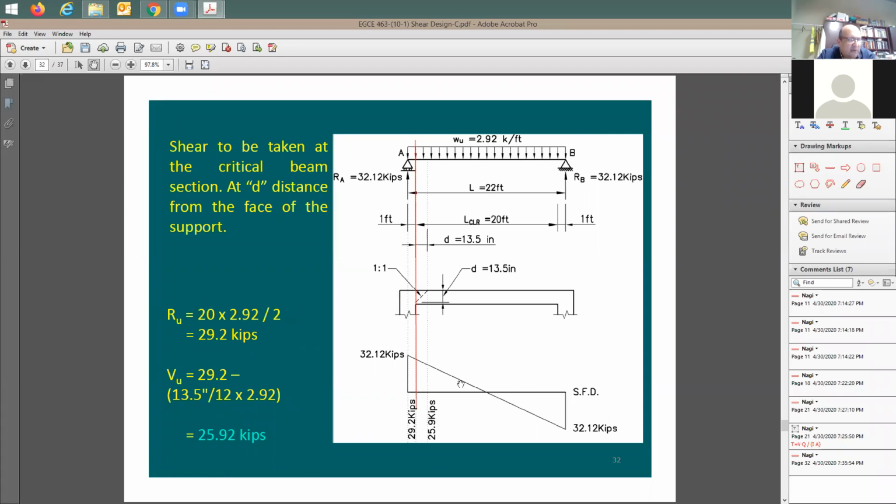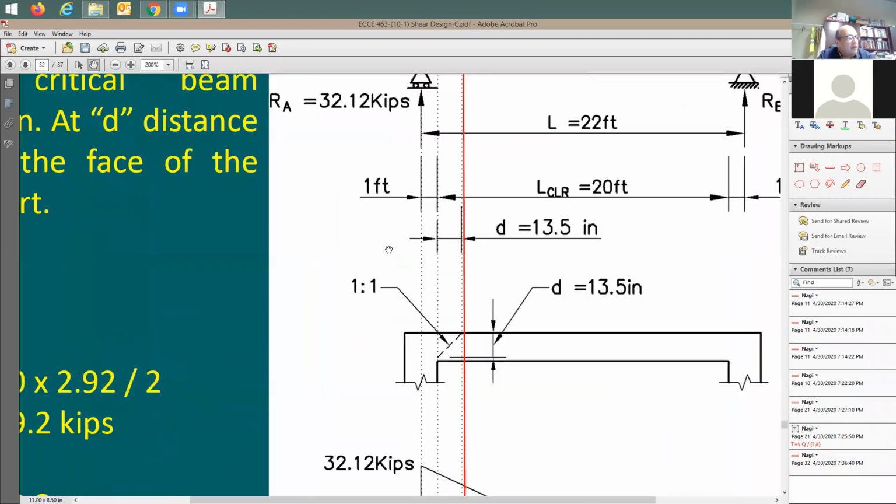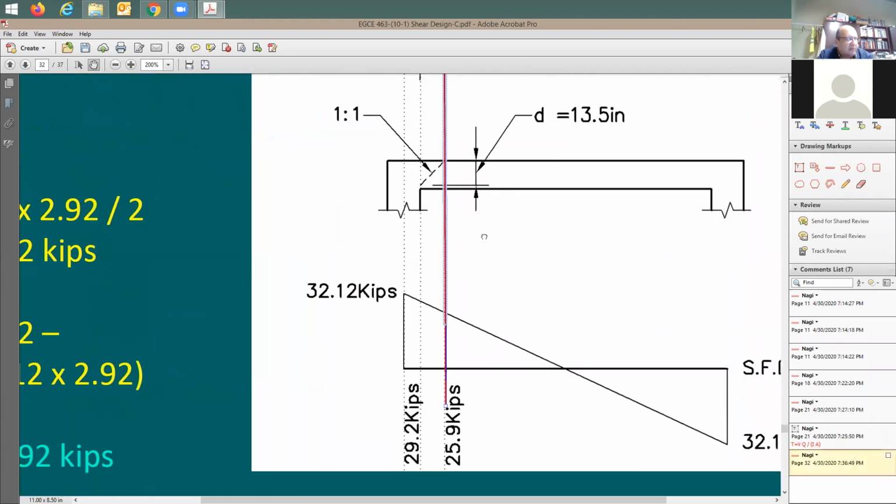I'm trying here to develop the shear diagram, right? So the first value here at the center line is going to be the reaction. The second value, 29.2, is going to be the shear at face of support. The one I'm interested in is going to be a d distance away from face of support, this red line. And here's the reason. The code allows me to take the critical section for shear to be a d distance from face of support.